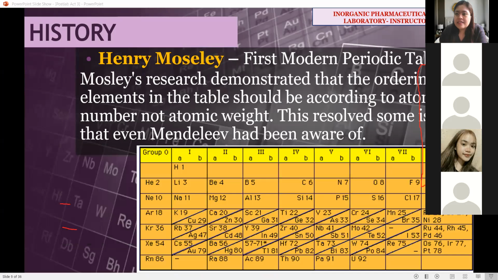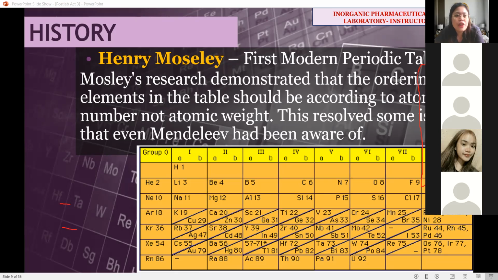Now, lastly, we have this name, Henry Moseley. He made the first modern periodic table. So what we use today is actually similar to the periodic table made by Henry Moseley. There are debates about the arrangement of Dmitri Mendeleev and Lothar Meyer. There are questions that they cannot really answer. So it was actually Henry Moseley who resolved some issues of Mendeleev's previous periodic table.